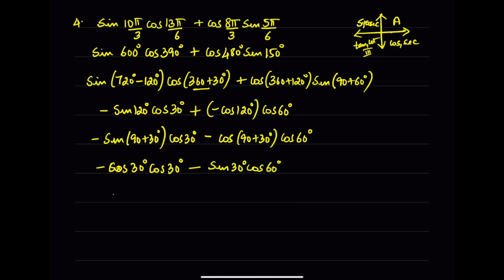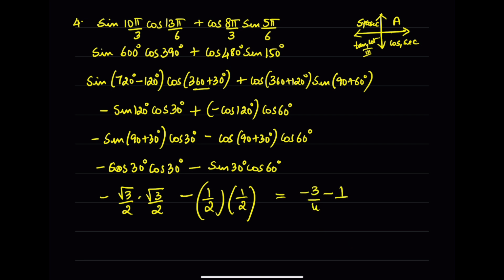Now let's apply the values. This will be minus square root of 3 by 2 times square root of 3 by 2, minus 1 by 2 times 1 by 2. So we would get minus 3 by 4 minus 1 by 4. So the answer is minus 1.